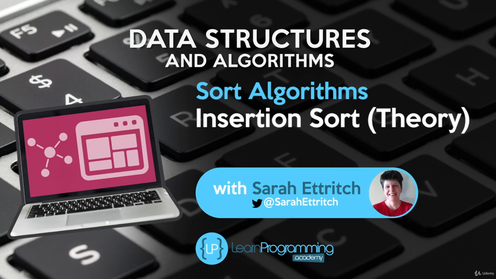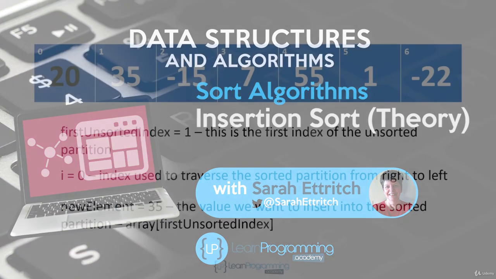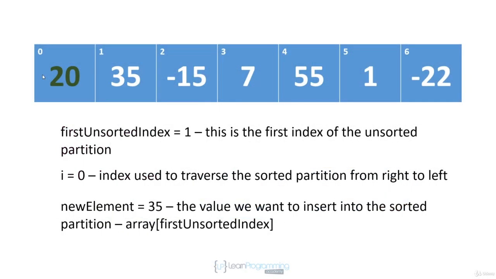All right, the next algorithm we're going to look at is insertion sort. Like the other algorithms we've seen, it partitions the array into sorted and unsorted partitions. But this time, the implementation I'm going to show you grows the sorted partition from left to right. So it grows the sorted partition from the front of the array.